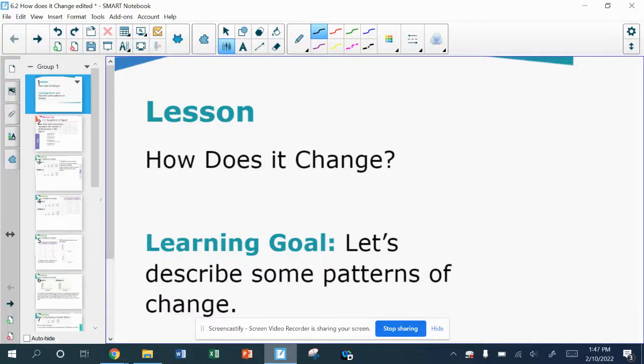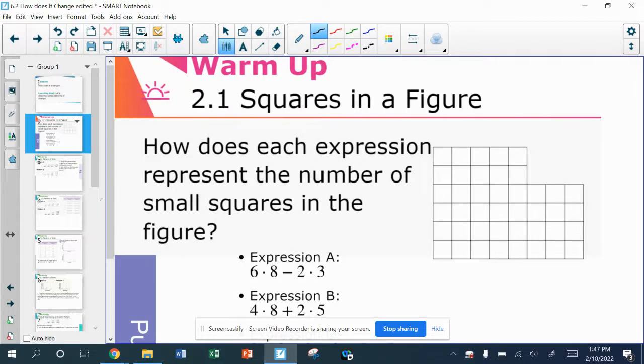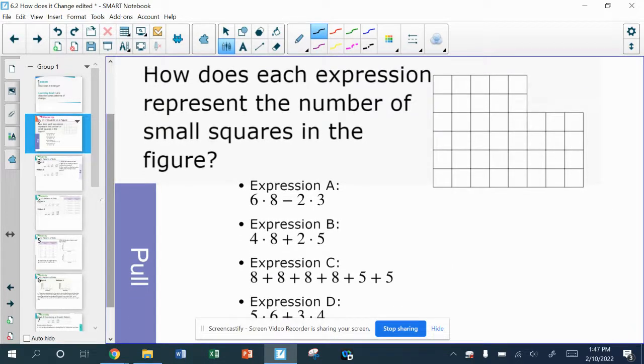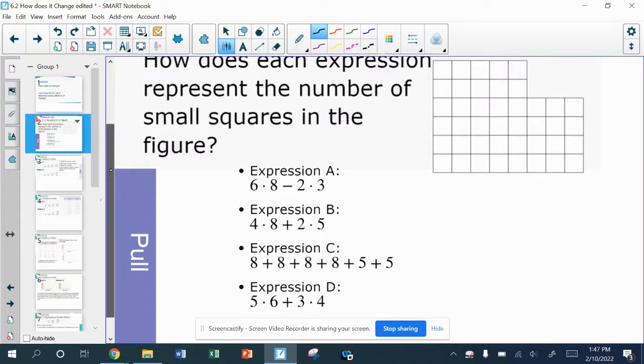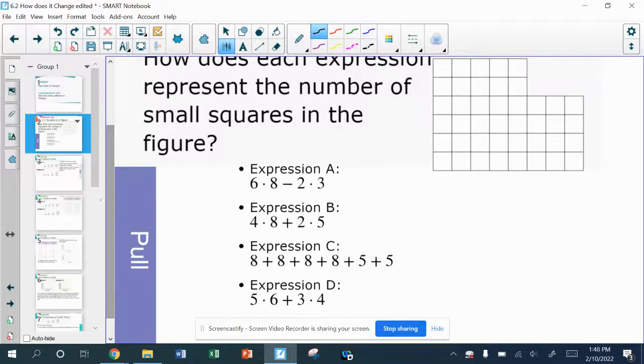Algebra students, today we're going to continue looking at patterns, and we're going to find some different patterns of change. So not just the linear patterns that we're used to, we're looking at different kinds of patterns as well. In this warm-up problem, I've got 4 different ways to look at this shape that's made up of all these smaller squares. So I'm going to move it so I can see all 4 expressions and see the shape.